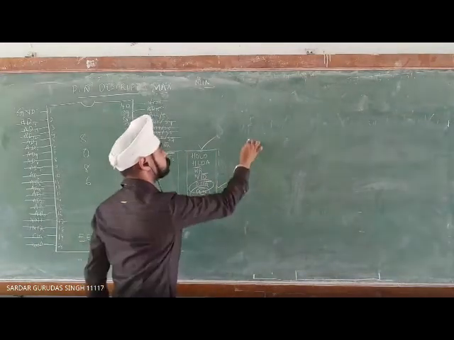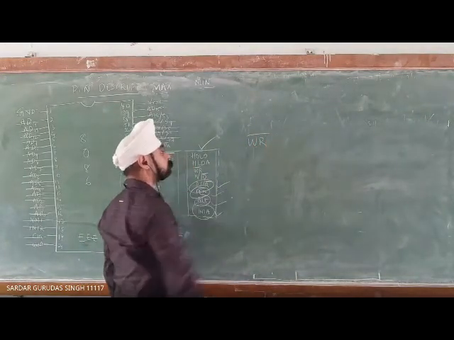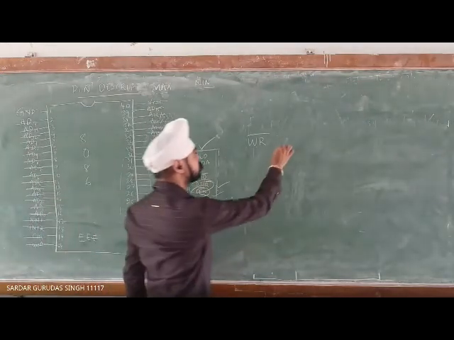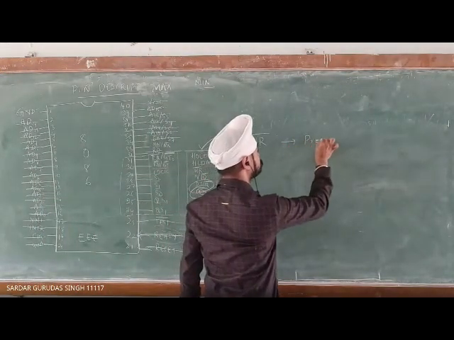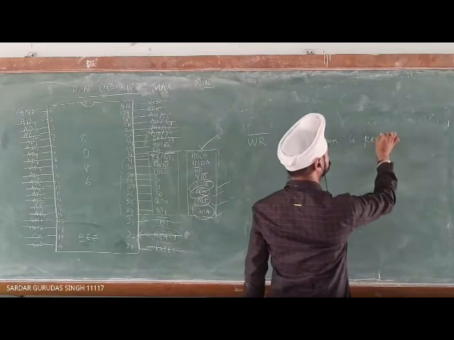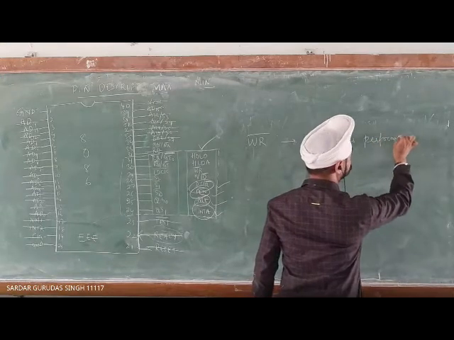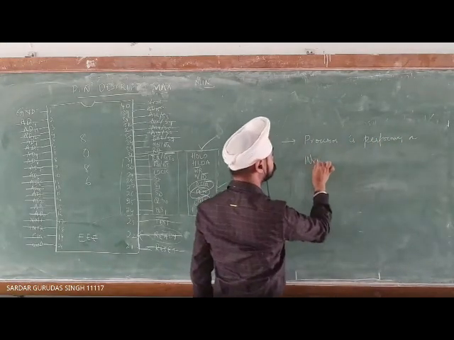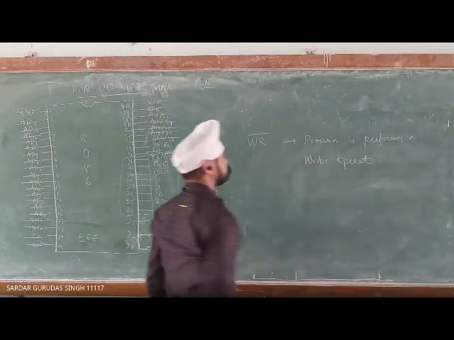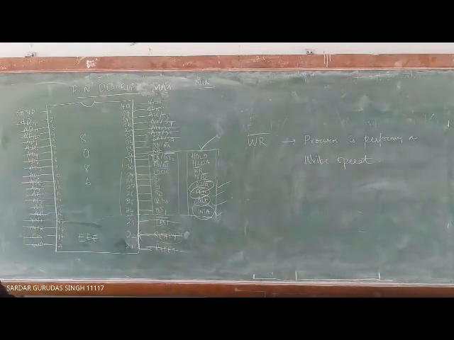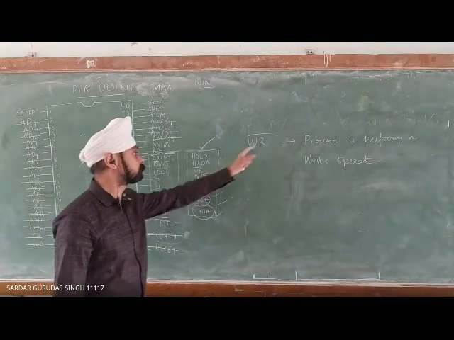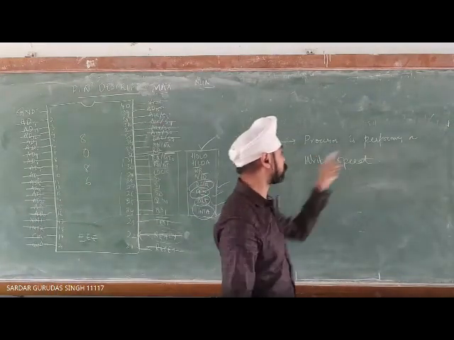And the next one is WR line. Okay. Active low on the signal indicates that the processor is performing a write operation. Okay. WR stands for write. A low signal on this line means that your processor is performing a write operation.